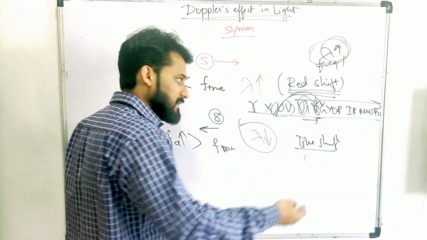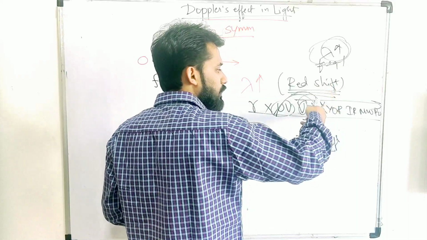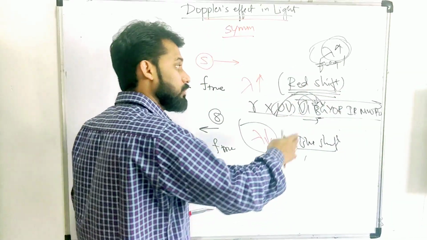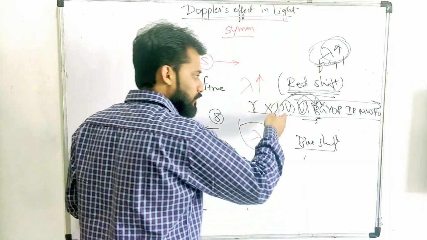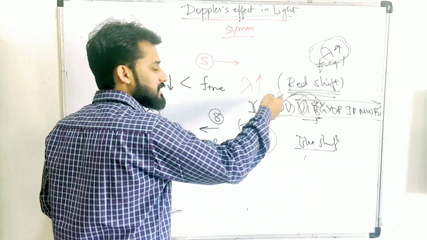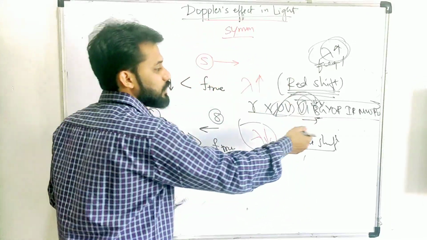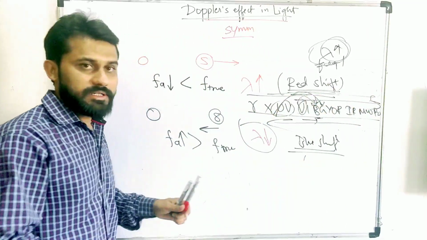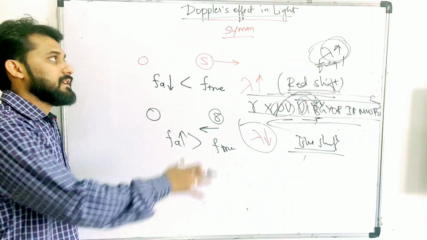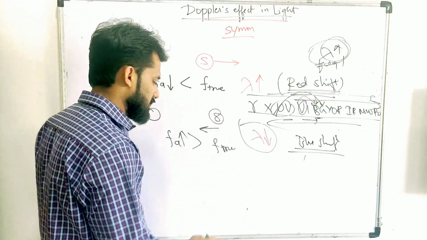And I can say it in this way: red से bluer है, orange से bluer है, yellow से bluer है, green से bluer is blue से bluer is indigo से bluer is violet, and so on. UV is more bluer than violet, X-ray is more bluer than UV. So left shift is blue shift, right shift is red shift. Simple terms. Clear?